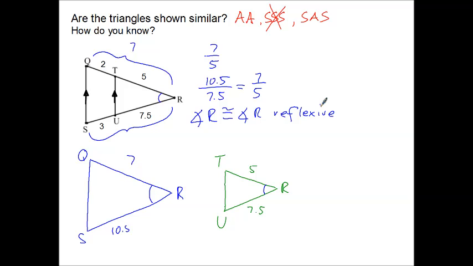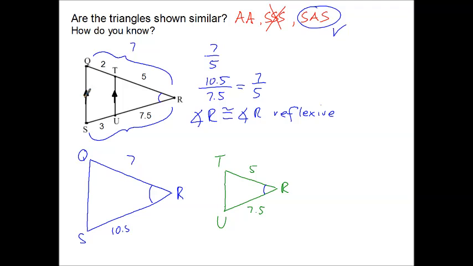So indeed, we can use SAS because this angle is also nicely included between the two given sides. SAS can prove that these two triangles are similar. Could we have also figured it out another way? Yes, actually we could have.